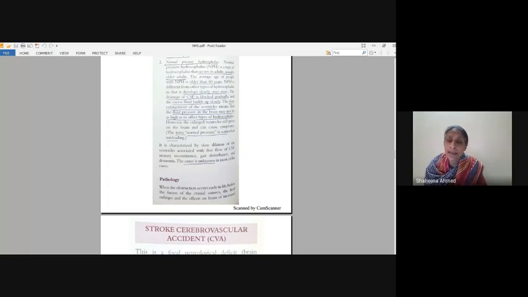We don't exactly know the etiology of this condition, but again, this is something which is seen in older people, and there is enough time for these people to adapt to this gradual accumulation of the cerebrospinal fluid.